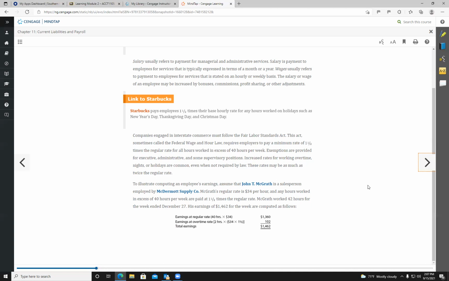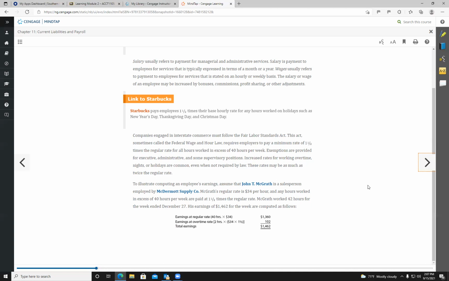First, they started by taking the 40 hours and multiplying by his regular rate of $34. And that came out to a total of $1,360. Now he worked 2 hours overtime. So they took that 34 and multiplied it by 1.5, which equals $51 an hour. $51 an hour times 2 equals $102.